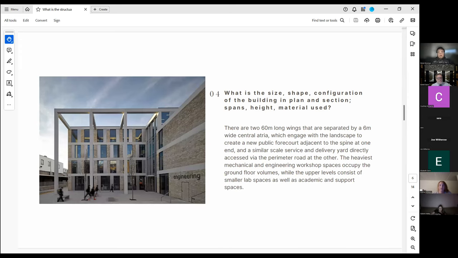As for the size, shape, and configuration of the building, it's comprised of two 60-meter long wings that are separated by a 6-meter wide central atria, which engages with the landscape to create a new public forecourt adjacent to the spine at one end, and then a similar scale service and delivery yard directly accessed via the perimeter road at the other end. And then the heaviest mechanical and engineering workshop spaces occupy the ground floor, while the upper levels consist of the smaller lab spaces and the academic and support spaces.